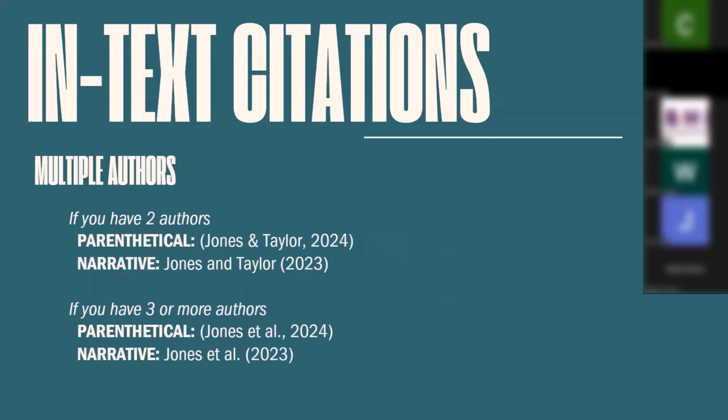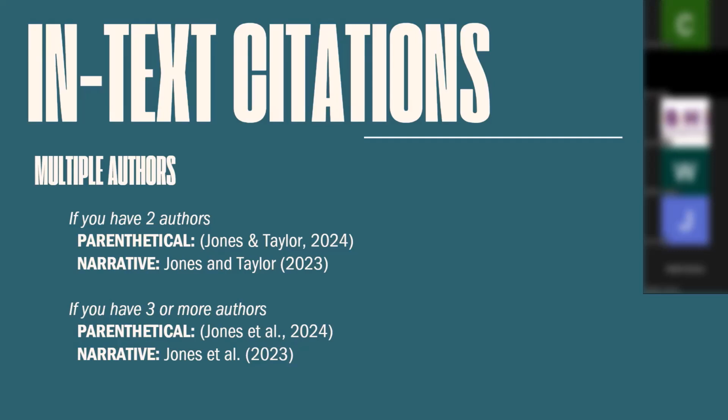So here's where it gets even funkier. You've got more than one author, okay? A lot of APA papers that you're going to cite have more than one author. If you have two authors, parenthetical and narrative look different. Your parenthetical citation, the one that sits inside parentheses, gets a nice little ampersand: Jones & Taylor, 2024. So if it's inside parentheses, ampersand only, not the word and.